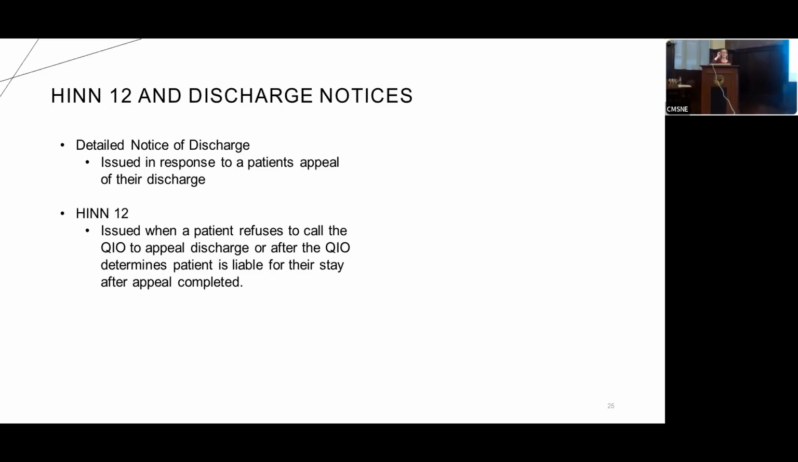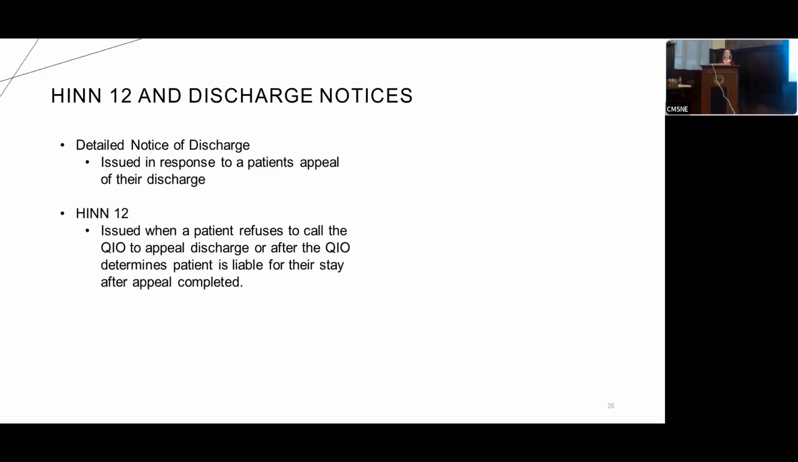If they don't call in their appeal, the hospital can issue them something called a HIN 12. And what that does is it puts the liability for the stay on the patient, and it will always be the day after the HIN is issued. Most of the time, when you present a patient with a HIN 12 at that point, and you let them know you're going to be liable for your stay as of tomorrow, they say, I'm going to call KEPRO right now. And they do. All the time.